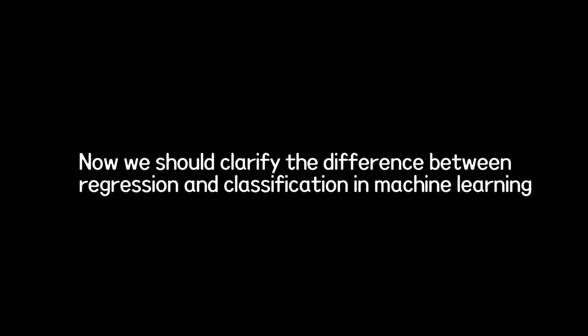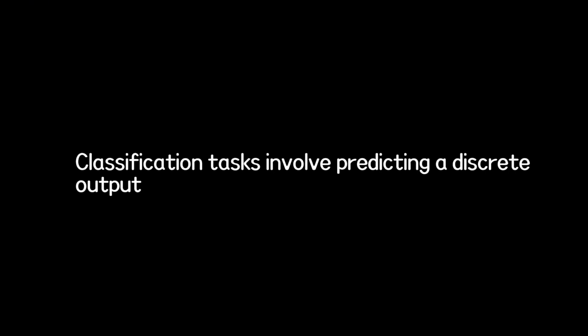Now, we should clarify the difference between regression and classification in machine learning. Absolutely. Regression tasks involve predicting a continuous output, like a price or a temperature. Classification tasks involve predicting a discrete output, like a category or a label. So regression predicts numbers and classification predicts categories. That's a good way to remember it.